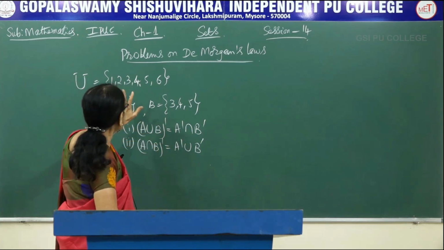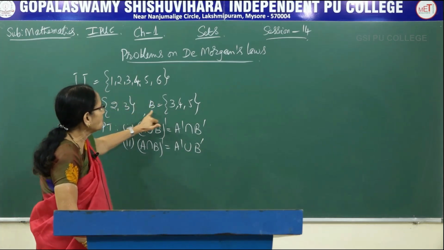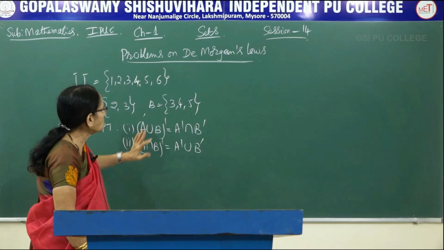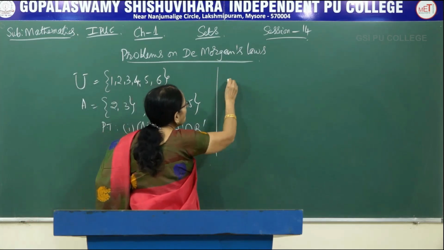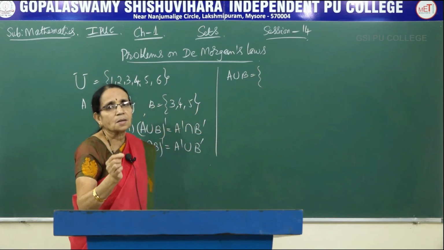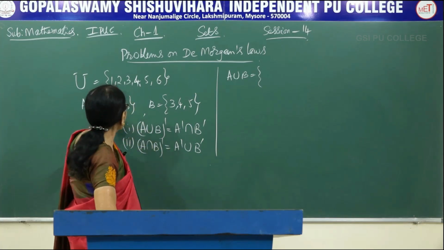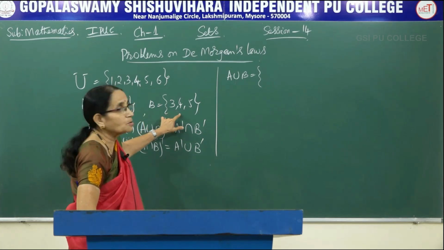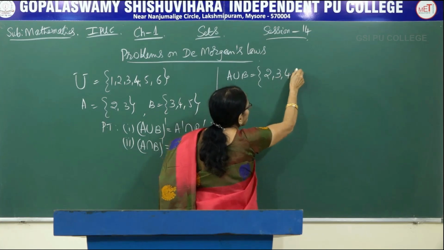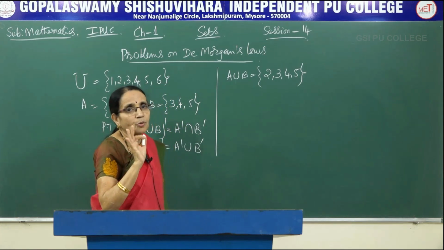Now, let me look at the universal set. It contains 6 elements. A contains 2 elements, B contains 3 elements. Let me take the first result, A union B. What is the definition of A union B? It is another set which contains the elements of both the sets. A has 2 and 3, B has 3, 4, 5, and 3 is repeated, so write it only once. So A union B is a set having the 4 elements 2, 3, 4 and 5.